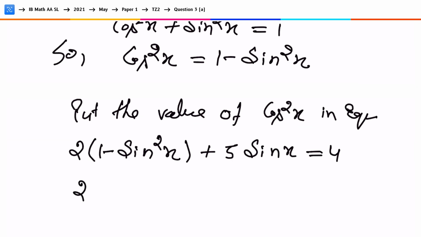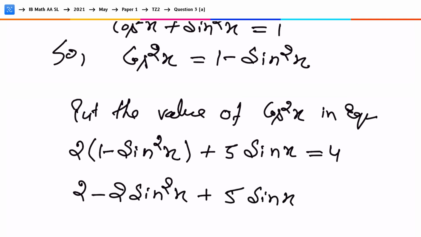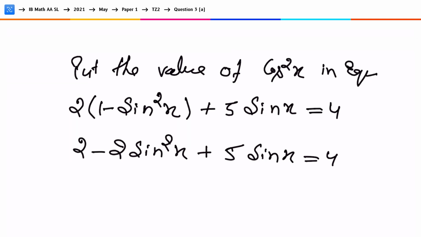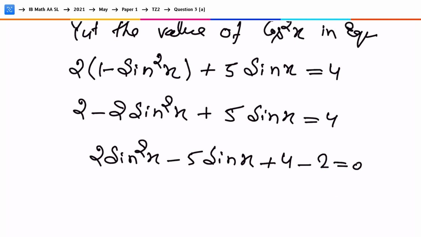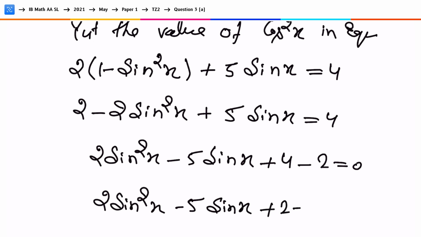Expanding this, we get 2 minus 2 sin squared x plus 5 sin x equals 4. Now let's bring everything to one side to form a standard quadratic equation. 2 sine squared x minus 5 sin x plus 4 minus 2 equals 0. 2 sine squared x minus 5 sin x plus 2 equals 0. And this is our final answer.